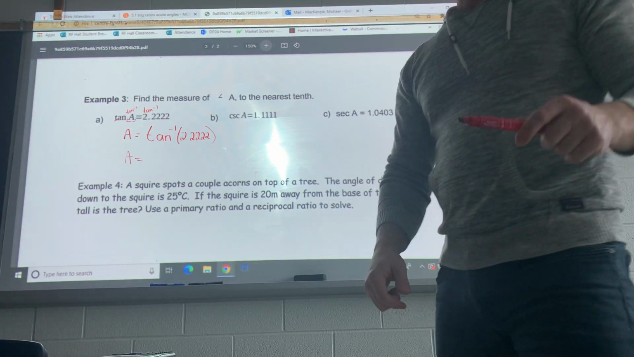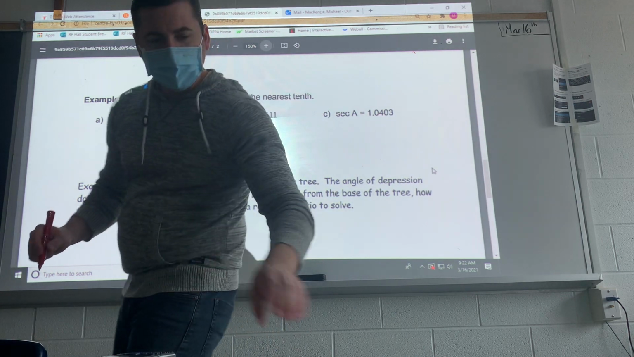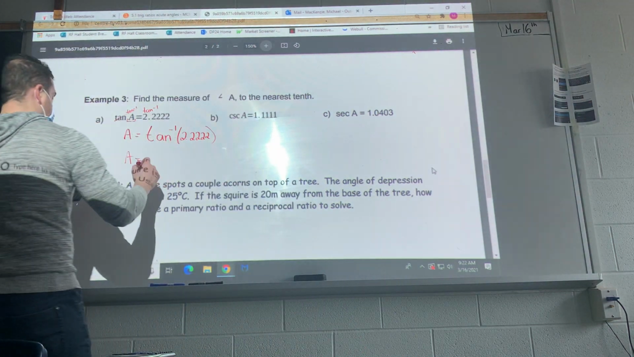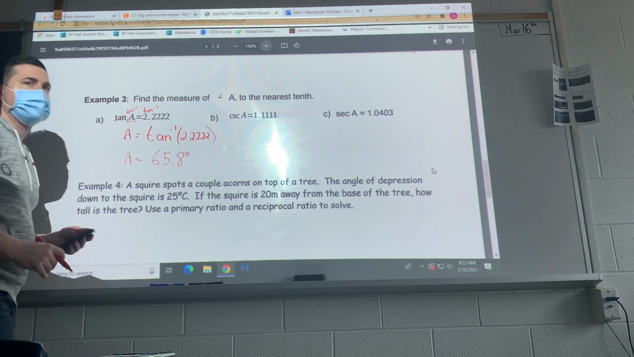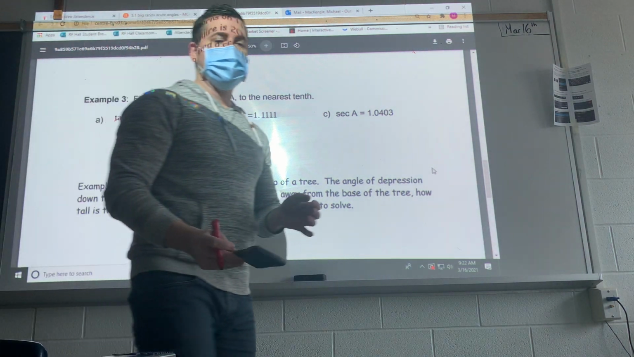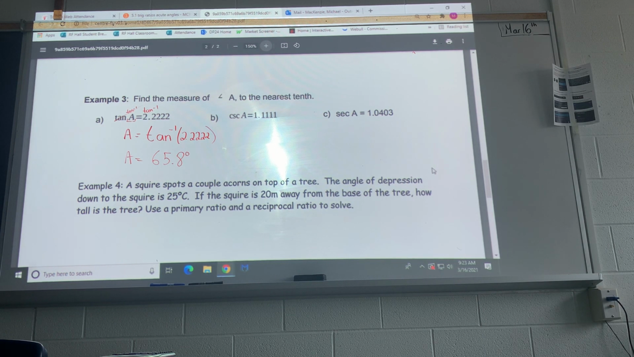For some of you guys it's a shift button, some of you guys it's a second function. It says round to the nearest tenth, so we get 65.8 degrees. Please make sure everyone is able to do that. Anyone not get it?